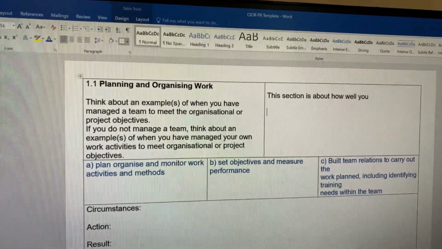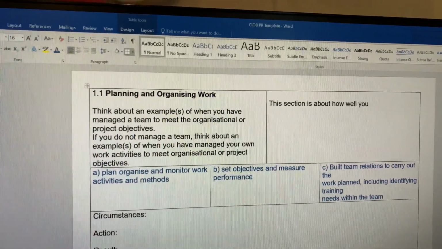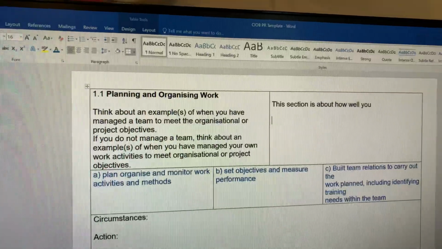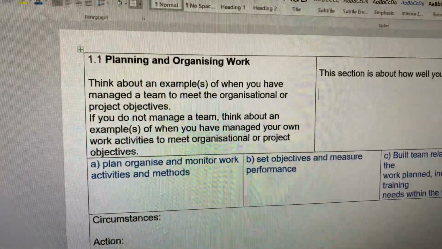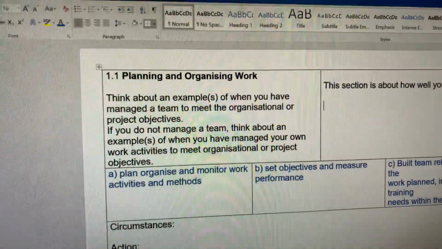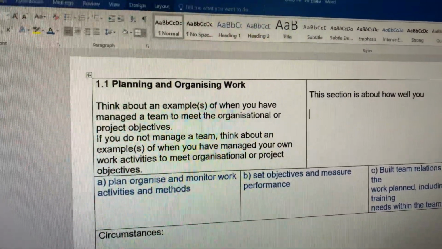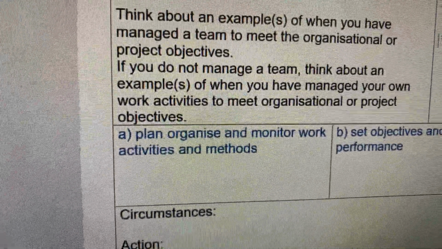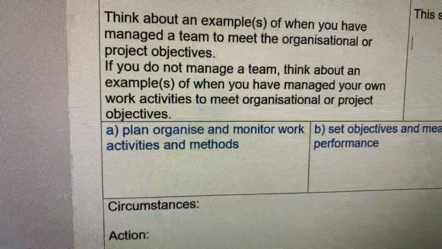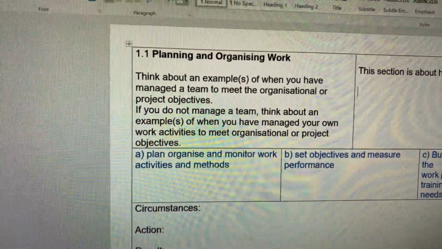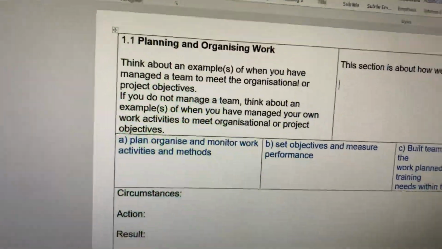If you do not manage a team, think about an example of when you have managed your own work activities to meet organizational or project objectives. So this section is about how well you plan and organize and monitor your work activities and methods. In my case, I'll look at a list of all my upcoming projects.